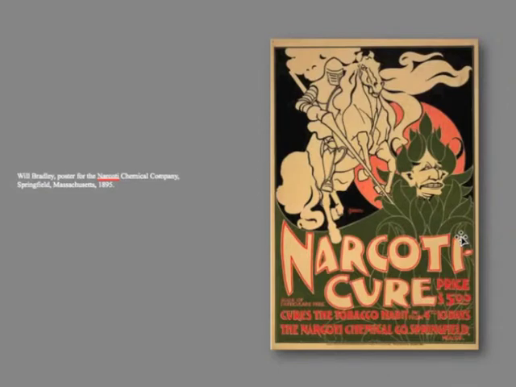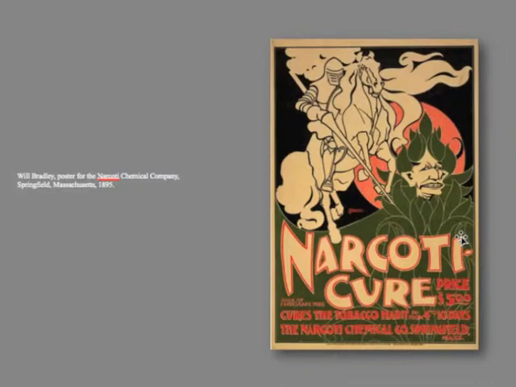And over in the United States, William Bradley was key to bringing Art Nouveau across the pond. He did a lot of work for the Inland Printer and the Chapbook. And he had a way of unifying type and image that ignited the Art Nouveau movement in the United States.